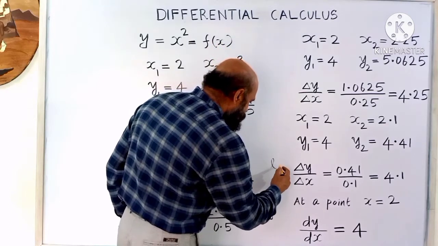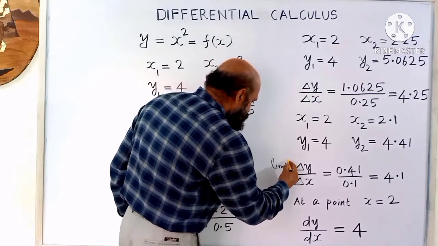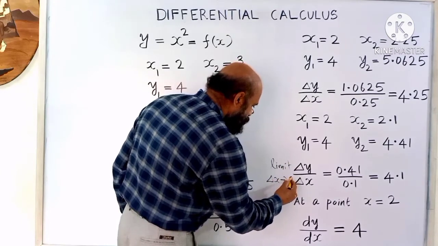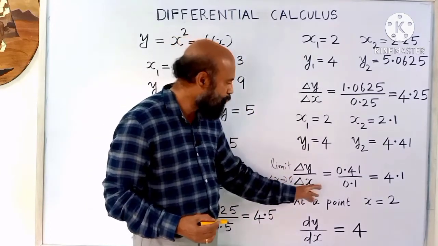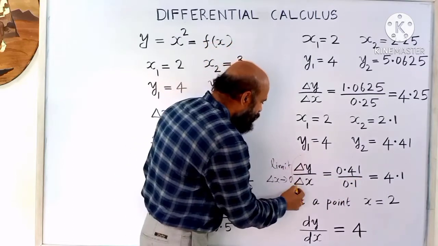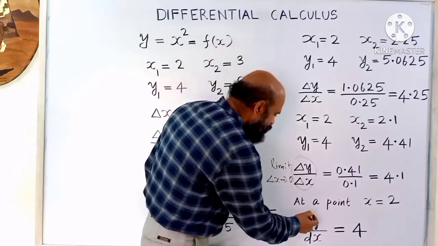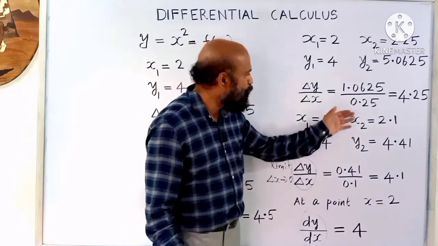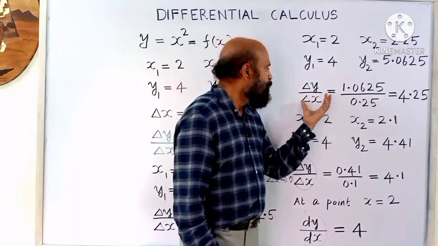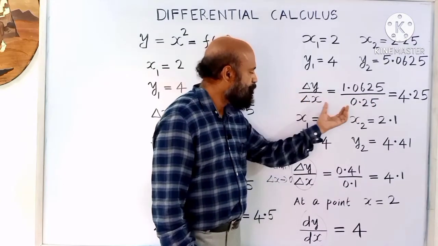This we can say is the limit delta x tends to 0, not 0, tends to 0. So you can see it is very small. Then this delta y by delta x is dy by dx. So you are going on decreasing the change in x.